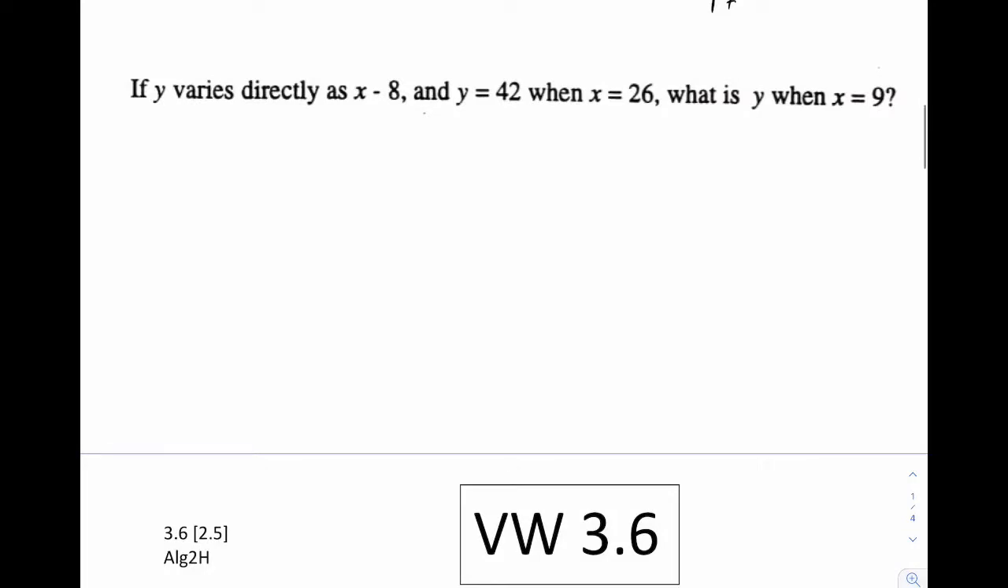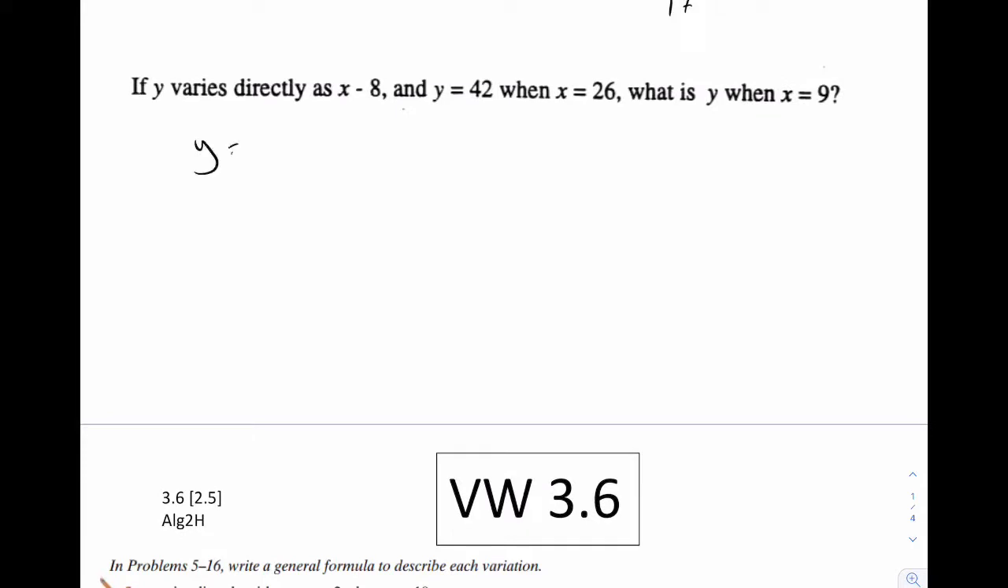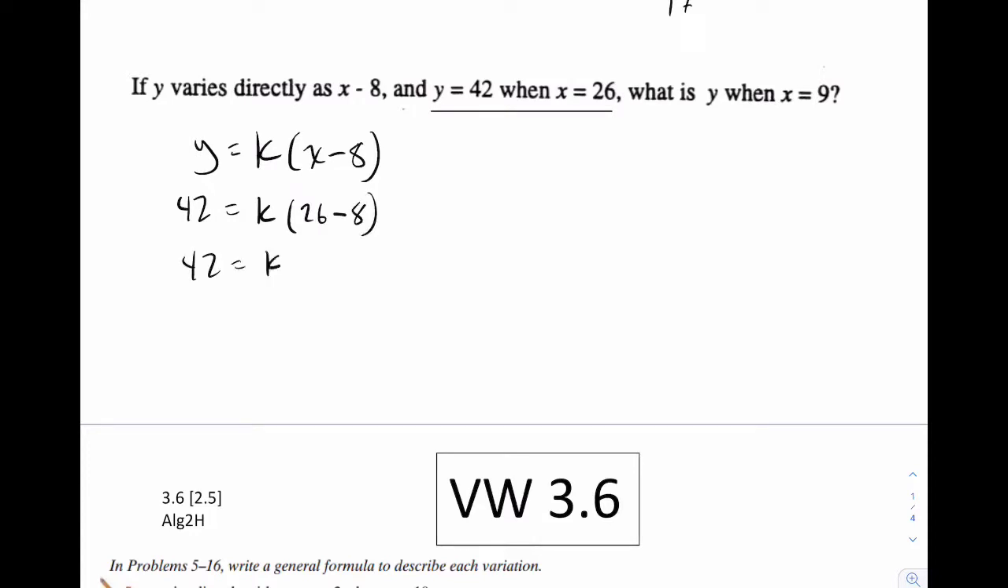So same idea. It says y varies directly as x minus 8. So we're going to write y is equal to k times x minus 8, since it varies directly. Then you plug in this information. Y equals 42 when x is 26, let's plug in 26 for x. So 42 is equal to k times 18. So k, when we divide, that's going to be 7 over 3. I'll make that 7 a little bit nicer.